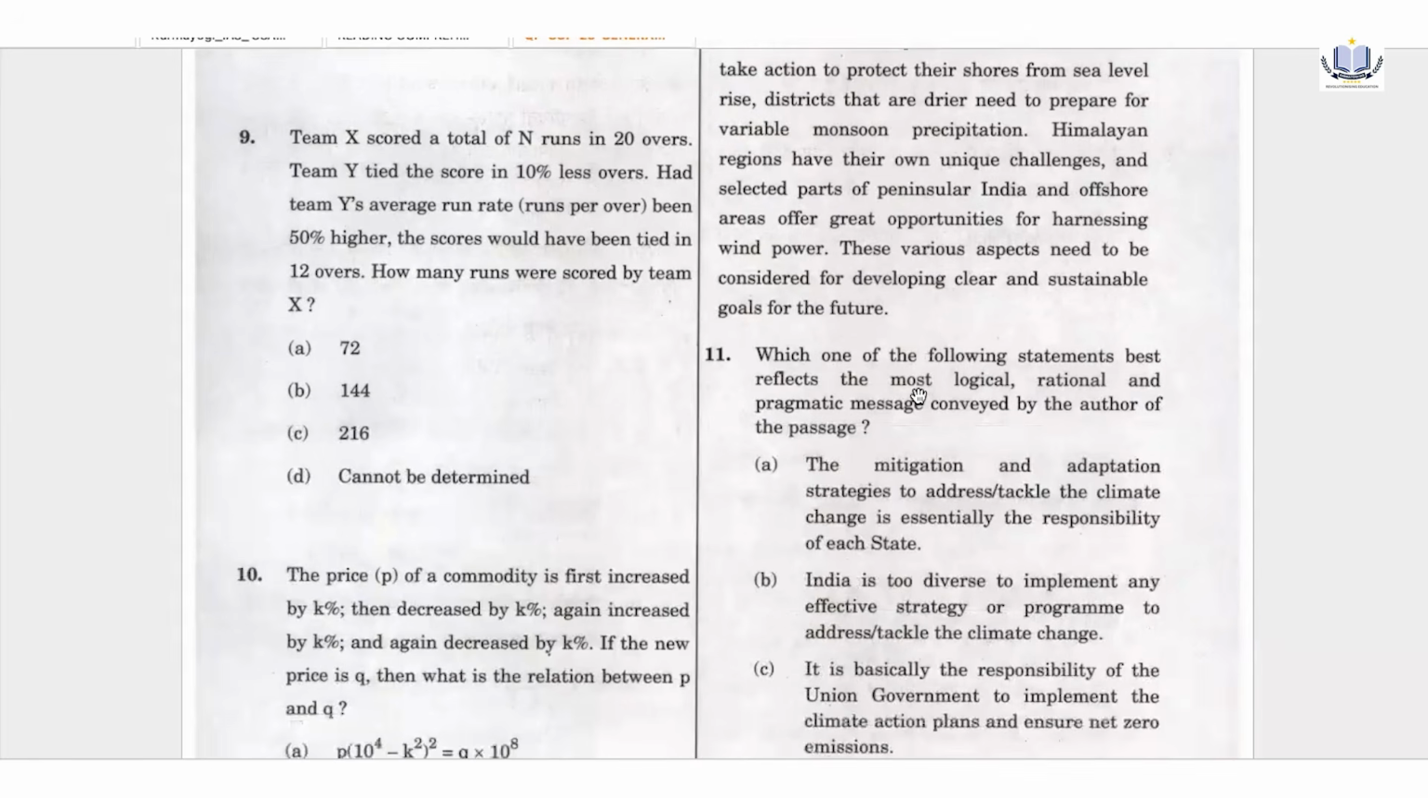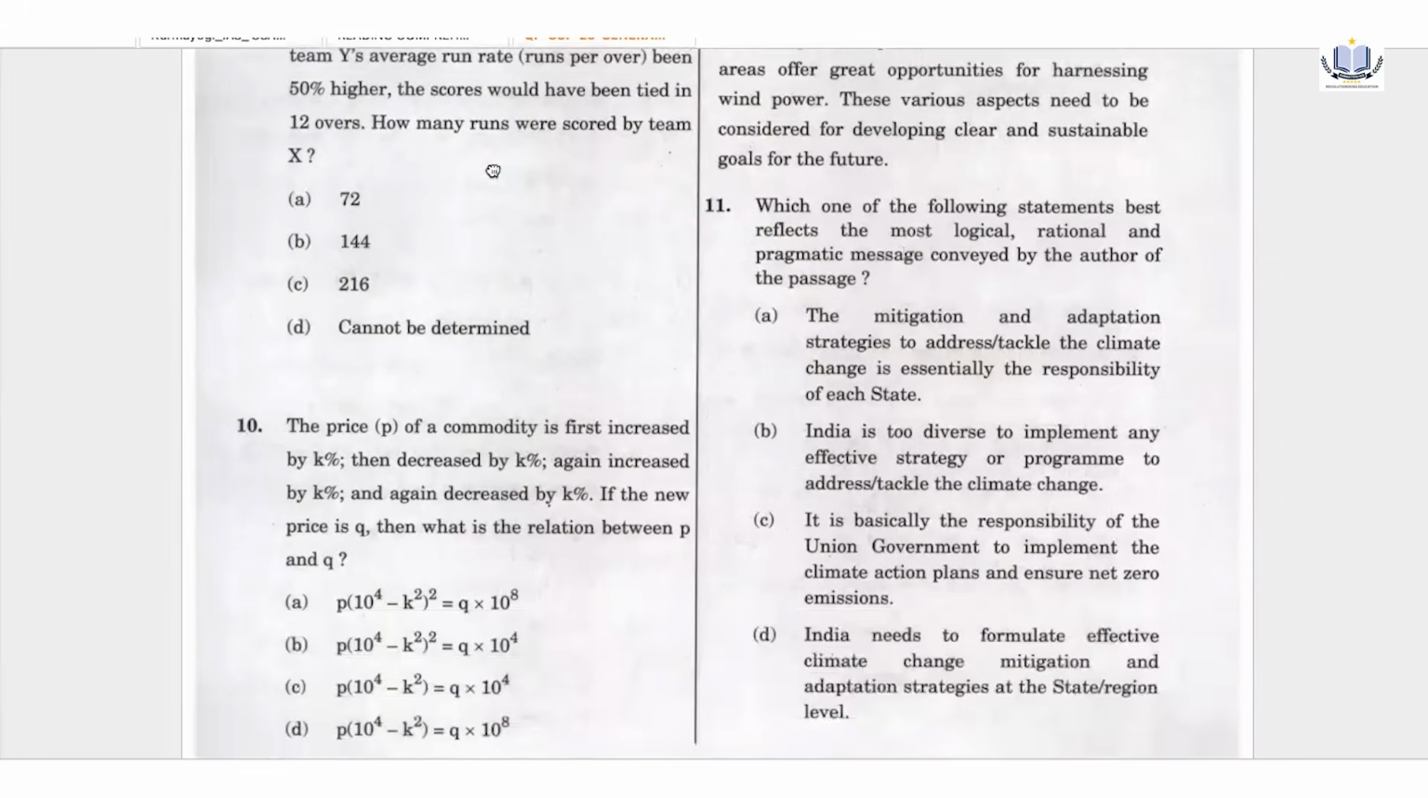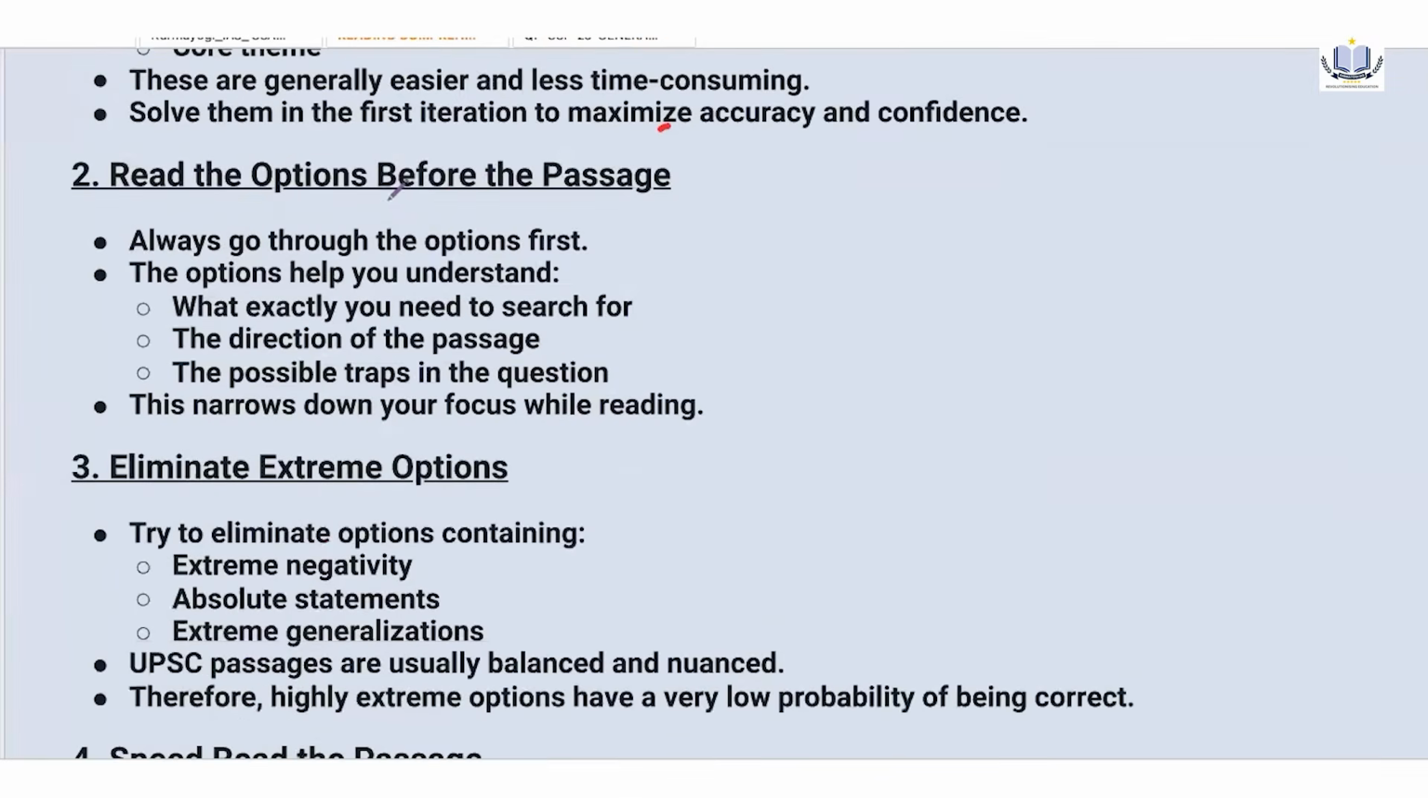So you have to go in a reverse direction. First, you have to read the question. That will help you to eliminate as well as understand what the passage is demanding. Your vision becomes tunnel vision, and it becomes easier to find the correct answer. So that you need to understand.